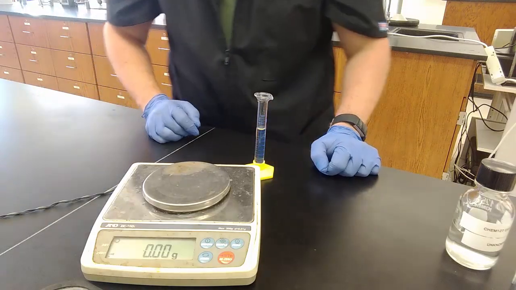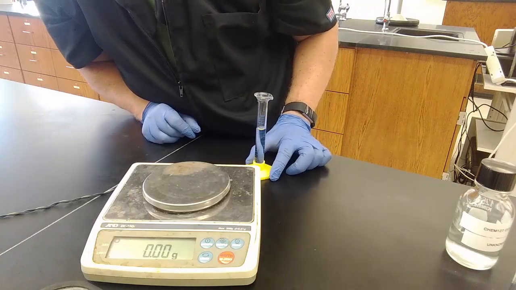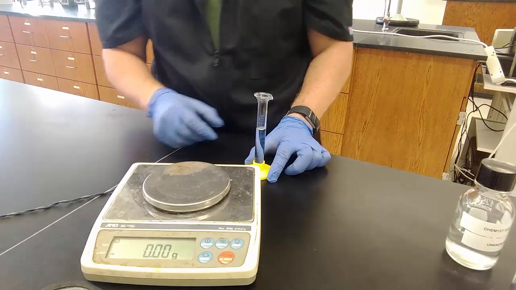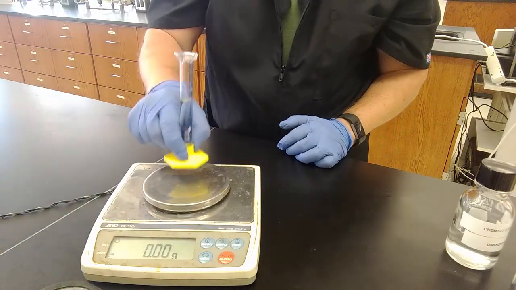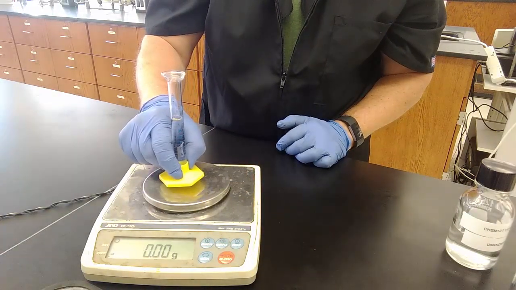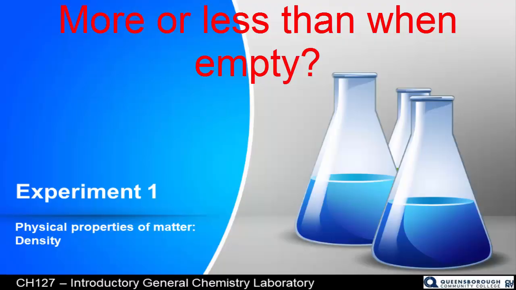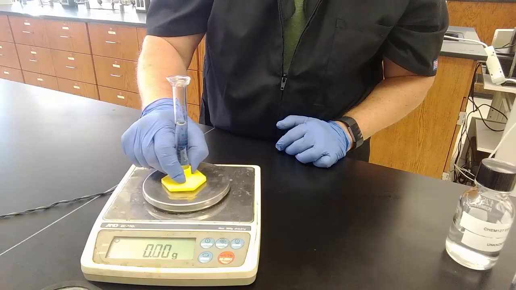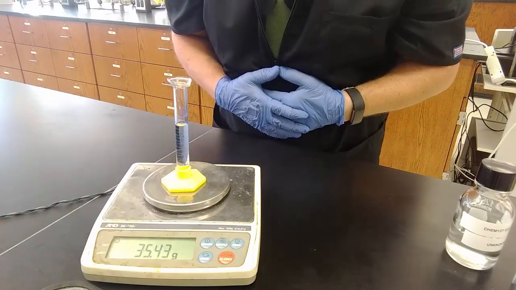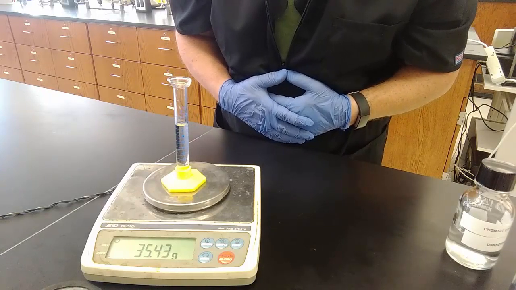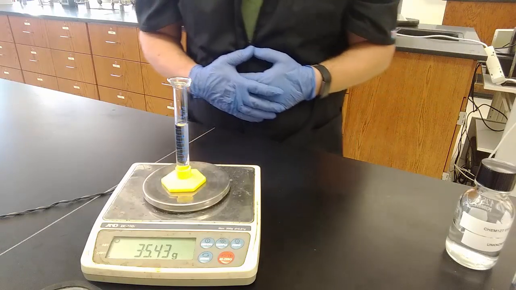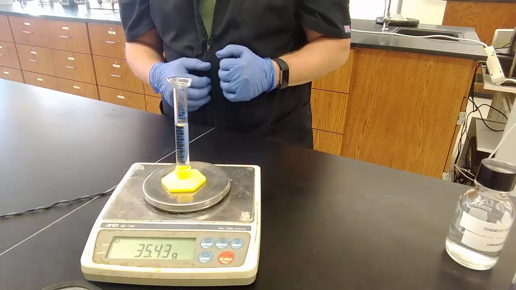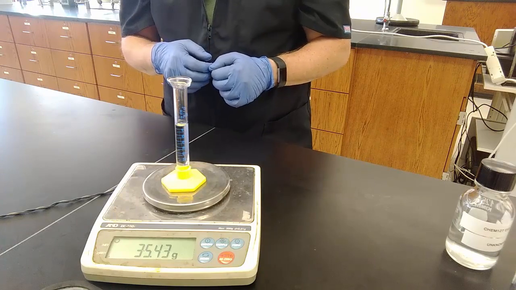Then the next step says record the exact mass. My balance is tared. It's starting at 0. Again, should this be more or should this be less than it was empty? Pretty easy question for you. 35.43 grams. 35.43 grams is the mass of my graduated cylinder with the liquid in it.